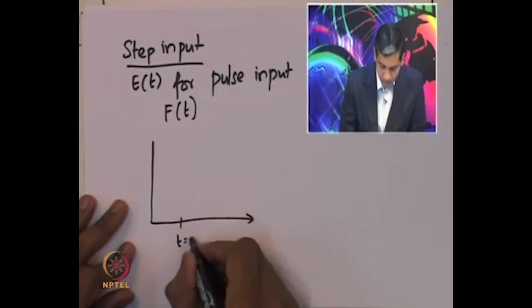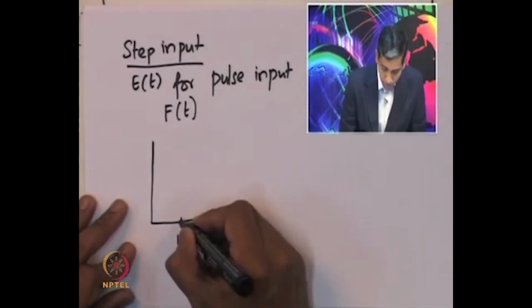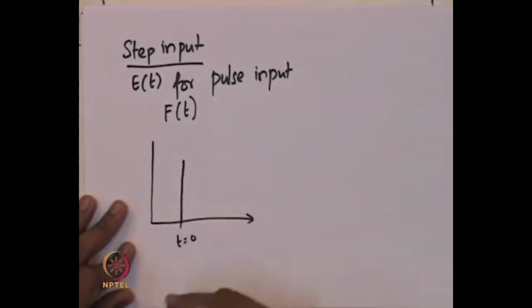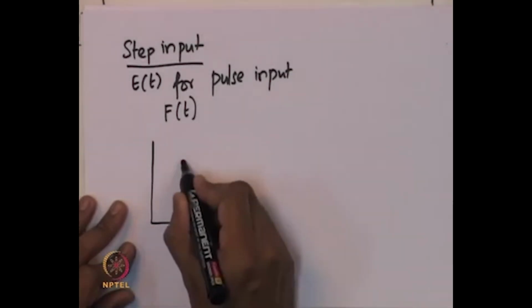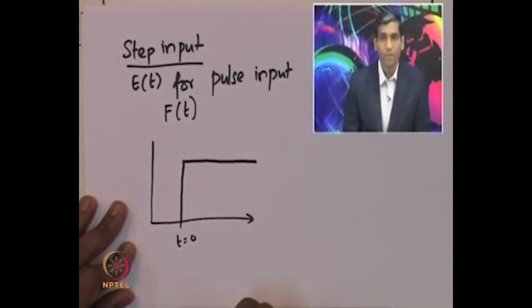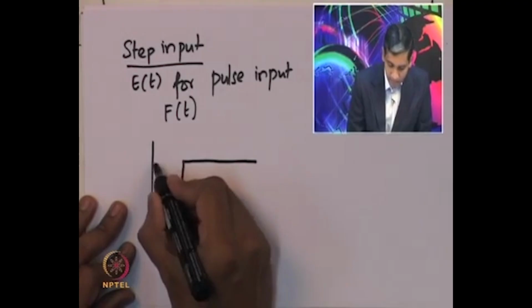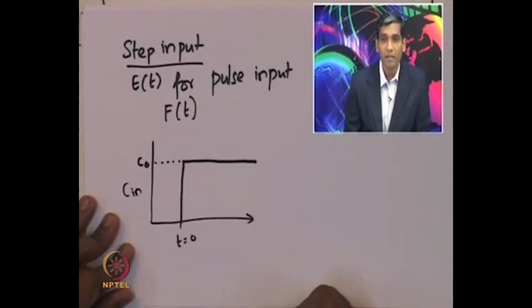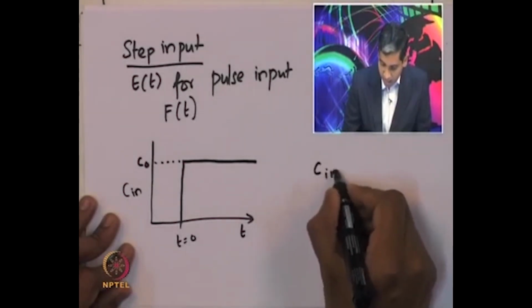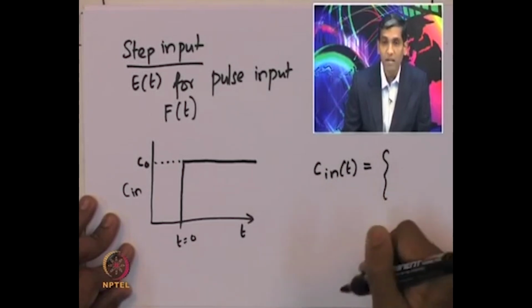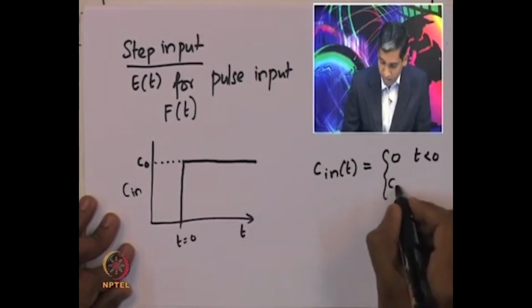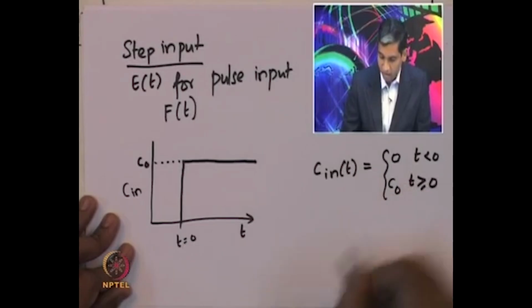and at some time t equal to 0, you suddenly provide a certain concentration of the tracer as a feed, and then the concentration of the tracer is maintained. So basically it is a step function, and let us say this concentration is some C naught. This is the inlet concentration of the tracer in the feed stream as a function of time. The mathematical representation is C in as a function of time is 0 if t is less than 0, and equal to some constant C naught if t is greater than or equal to 0.